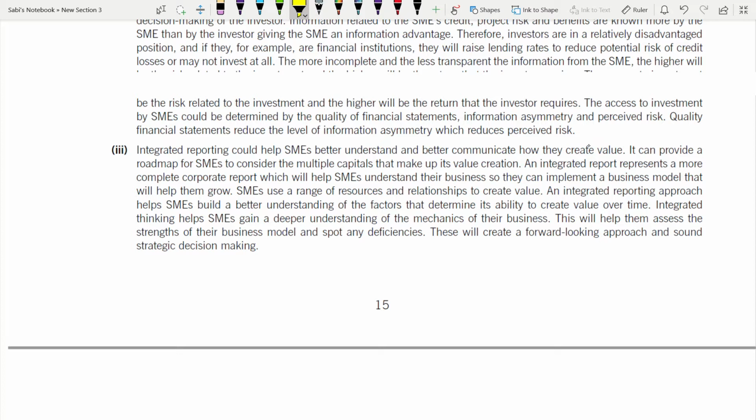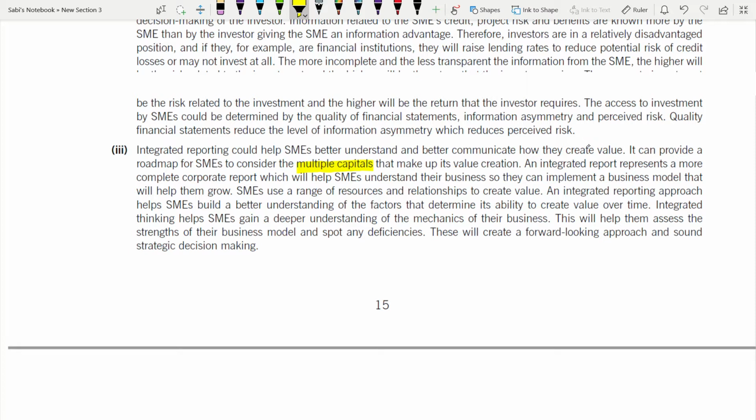It can provide a roadmap for SMEs to consider multiple capitals that make up their value creation. We know the 6 types of capital that make up the value. An integrated report presents a more complete corporate report which will help SMEs understand their business so they can implement a business model that will help them grow.